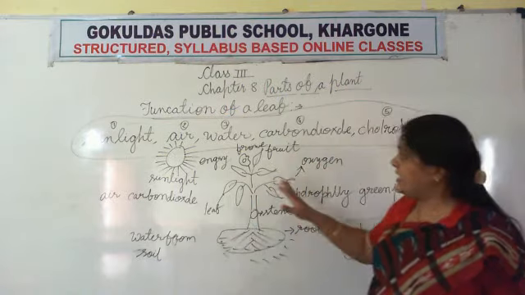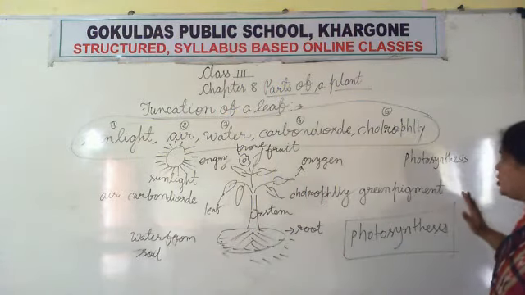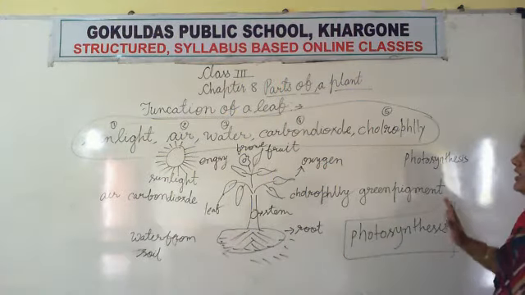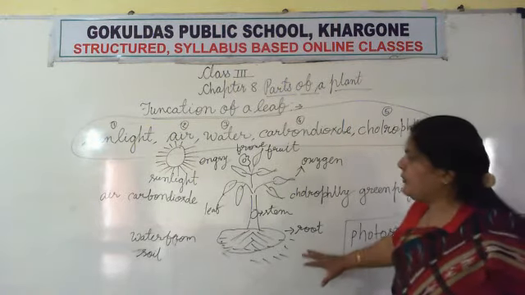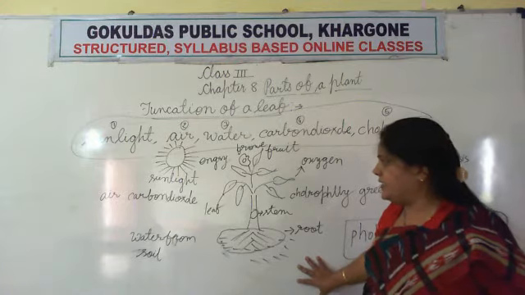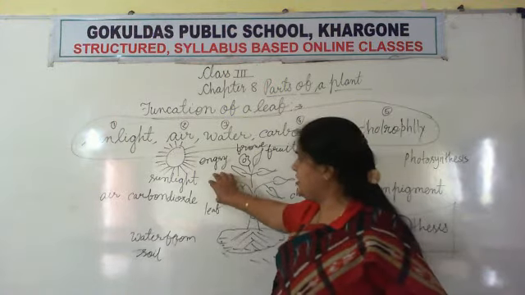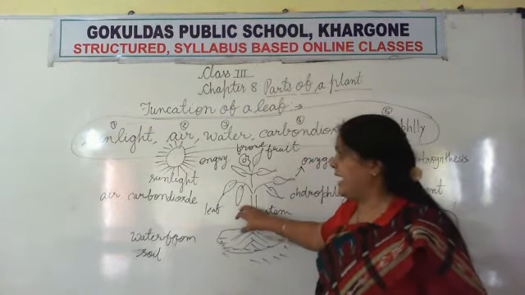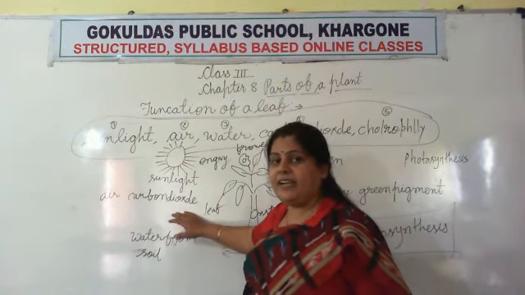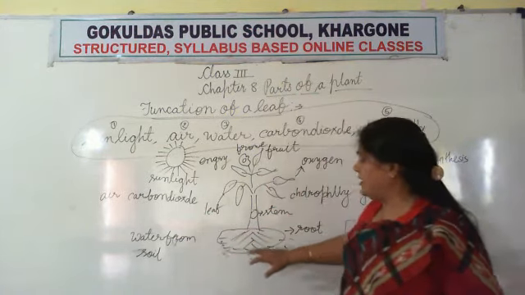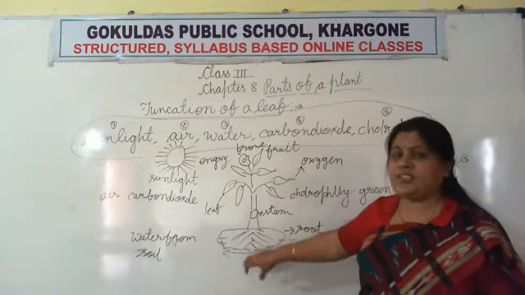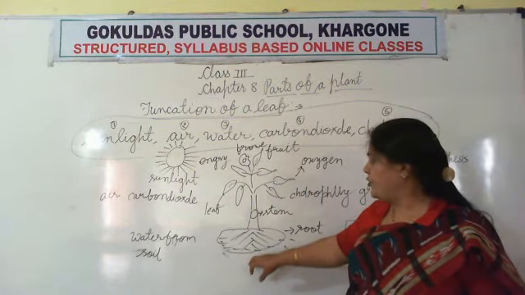And sunlight, air, water, carbon dioxide, chlorophyll, these are all the important things needed to make the food for the plant, right? Sunlight gives the energy to the plant, and carbon dioxide is already in the air, and water, plants get water from the soil only, right?